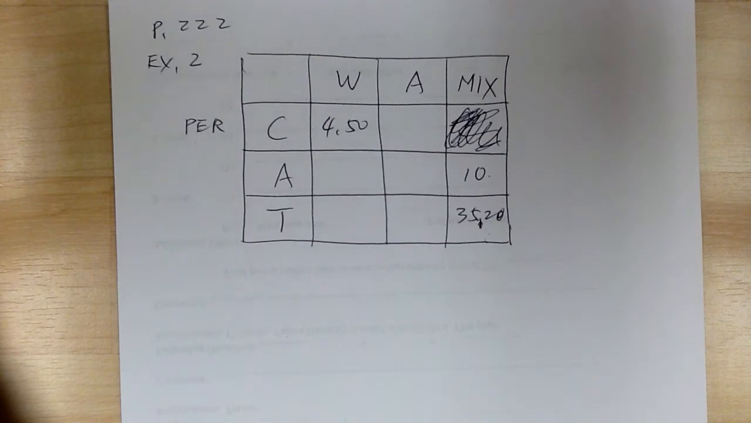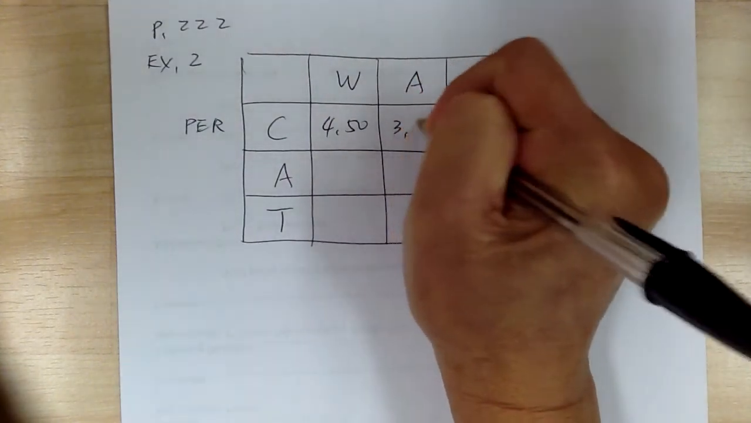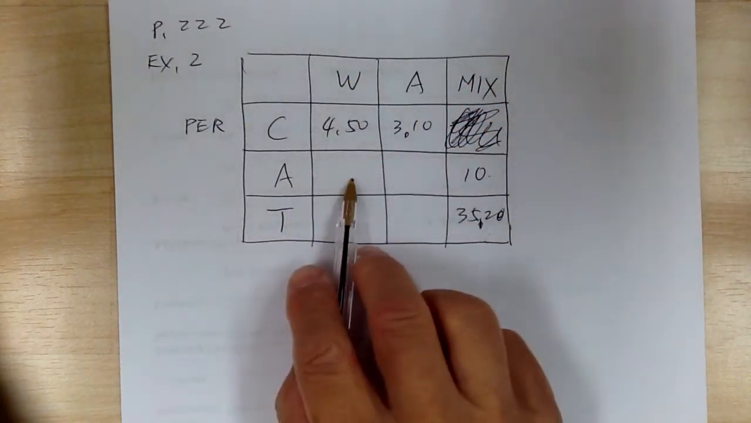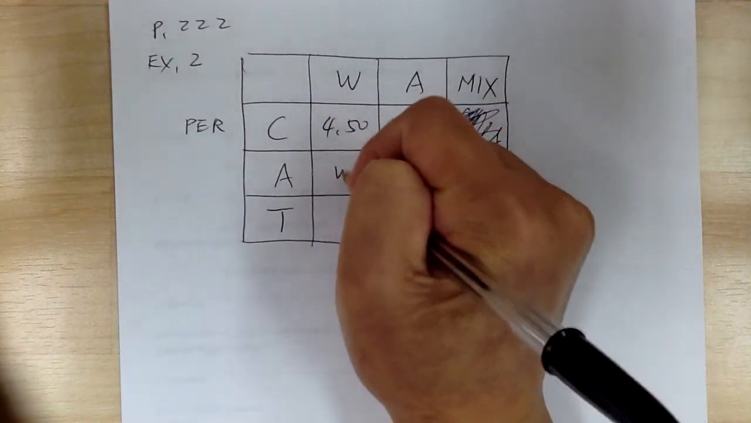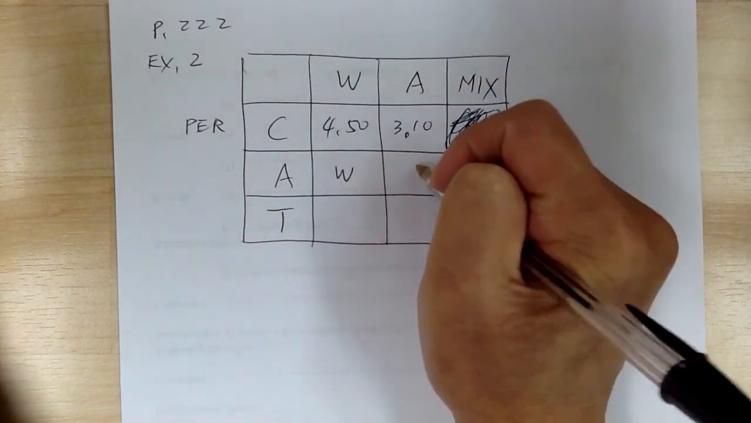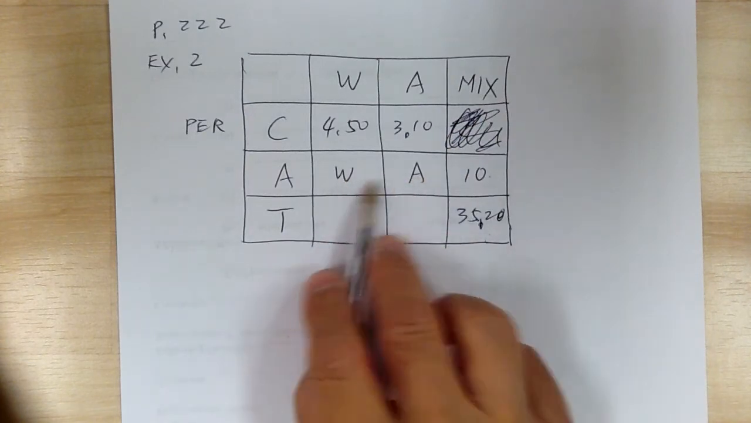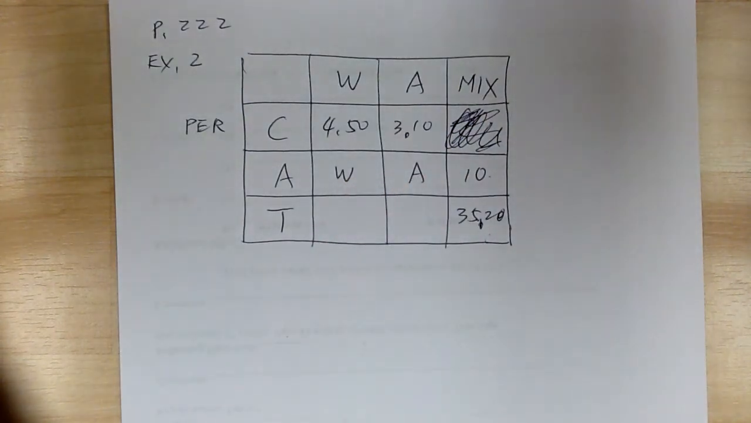And continue to read. It says almonds cost $3.10 per pound. Next one, it says how many pounds. So you're looking for how many pounds of each, the walnuts and almonds. You need to figure out how many pounds of that are in a mixture. So that's all the information you have.